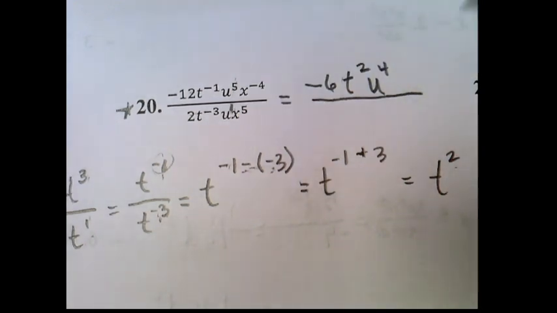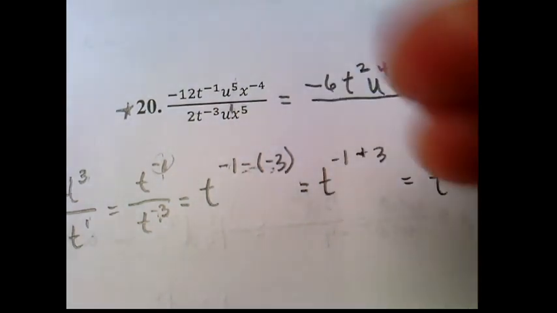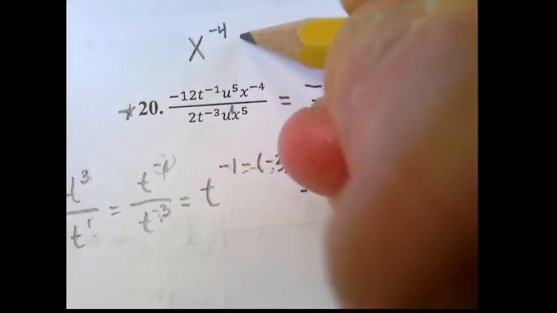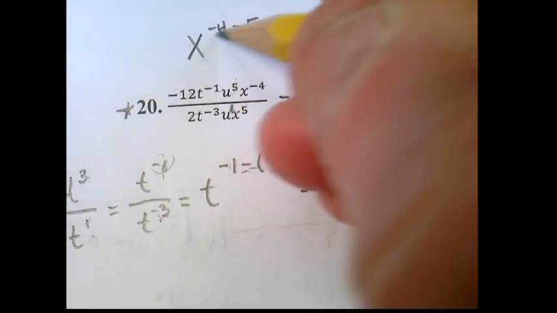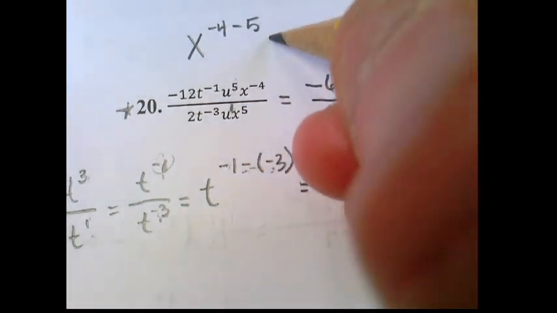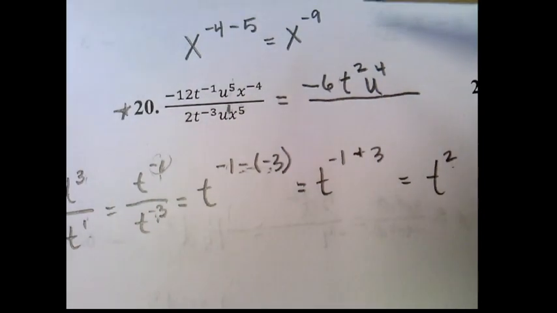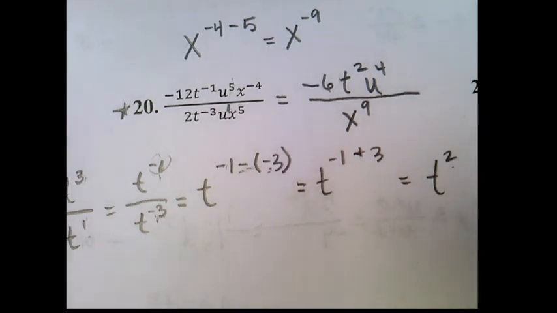Okay. And then the last one, x to the negative fourth divided by x to the fifth, I'm going to write out like this. X to the negative fourth minus x to the fifth. Okay. Remember they subtract each other. So if we do that, we get x to the negative ninth. Well, where does that x to the ninth go? It goes to the denominator. So I have right there 1 over x to the ninth. Okay?